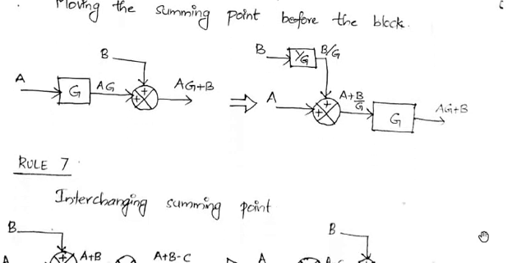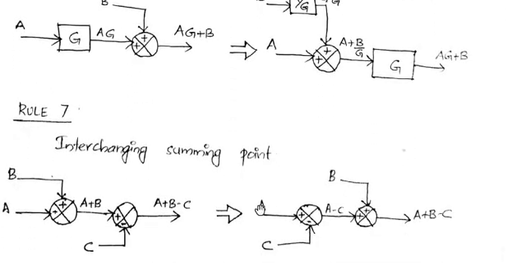Rule number 7, it's just interchanging the summing points. We have two summing points. The first one is having the inputs A and B, and the second one is having inputs this A plus B. The output of the first summing point is connected to the second summing point, and the third signal is C, but here the symbol is minus, so it's minus C. So in this case the final output would be A plus B minus C.